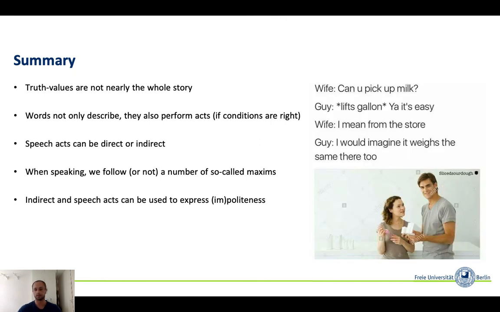Right? And to wrap up with an insider pragmatics joke.